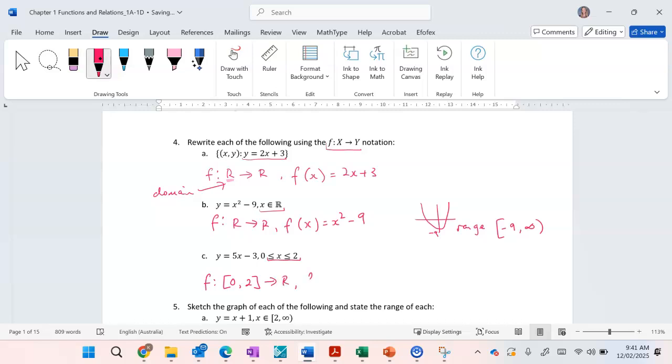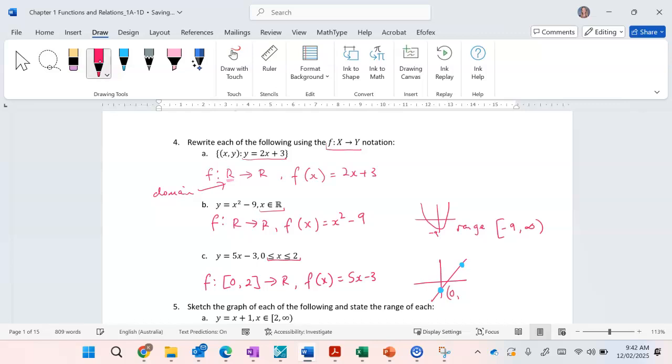All right, and then we've got f of x is equal to 5x minus 3. Now, when we do a question like this, your domain has been restricted, so you then would have to work out what your range is. So it's a straight line, 5x minus 3. Let's say it's restricted here at 0 and 2 up here. So we just need to find those corresponding y coordinates.